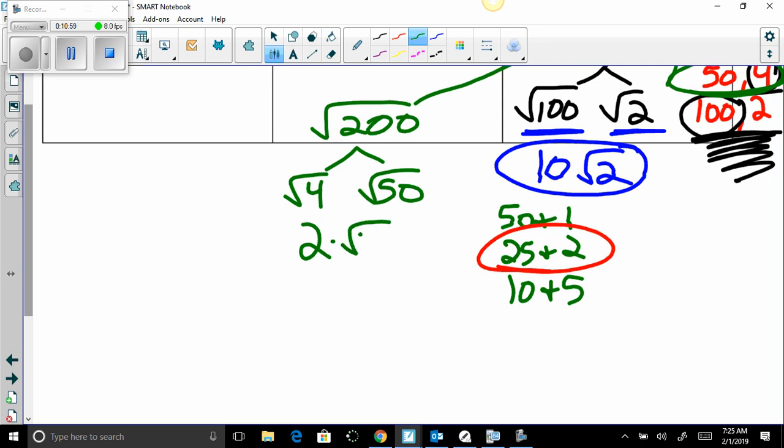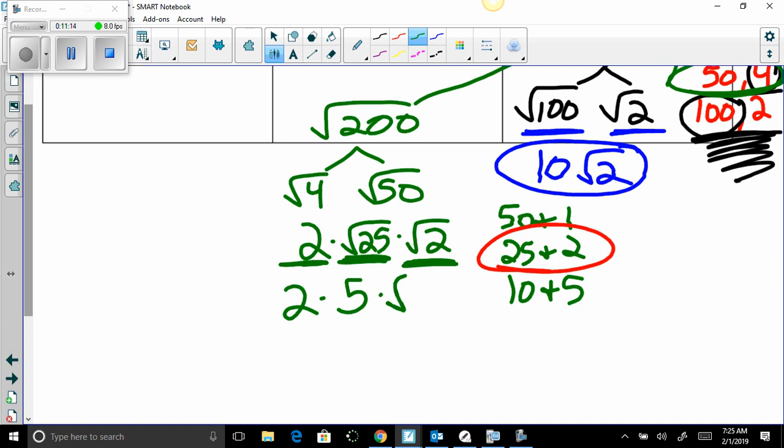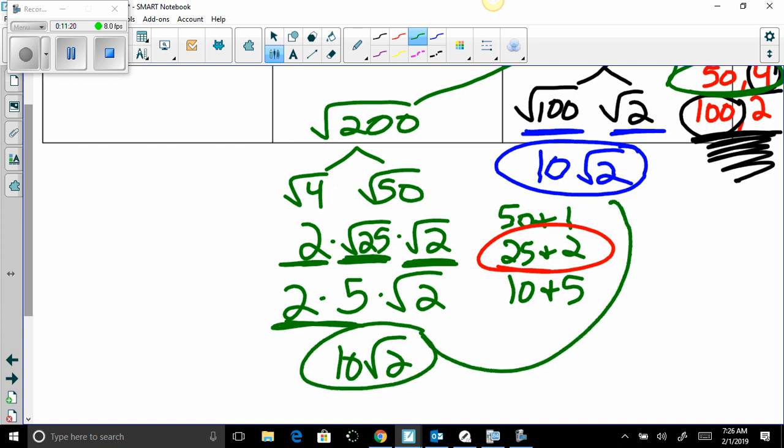So 50 breaks down into 25 and 2. Leave this 2. The square root of 25 is 5. I'll lose the radical because it's a perfect square. The square root of 2, do I know what it is? There isn't one. Can I break it down? No, so leave it. If I multiply the numbers up front, I get 10 radical 2. Same answer that I did before, I just had to do a little bit more work. So no big deal, just make sure you keep breaking it down as far as you possibly can.